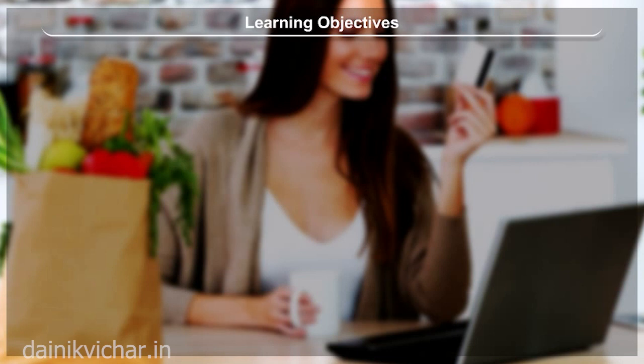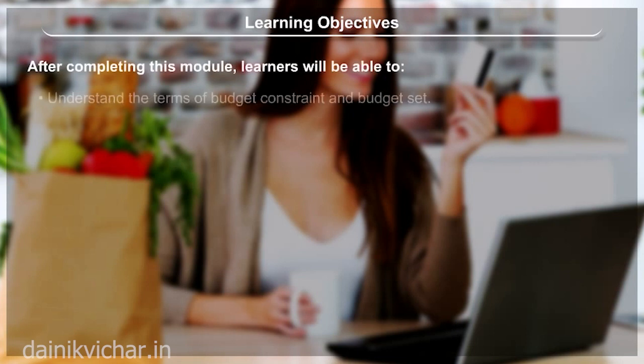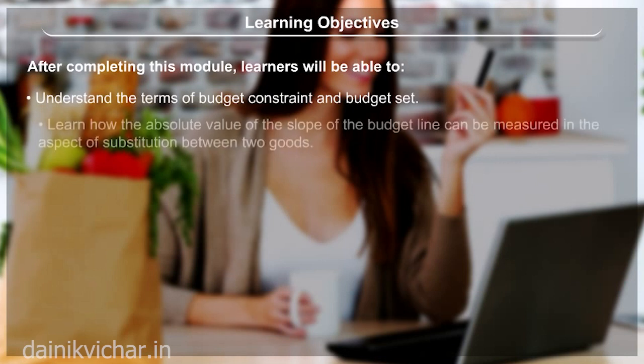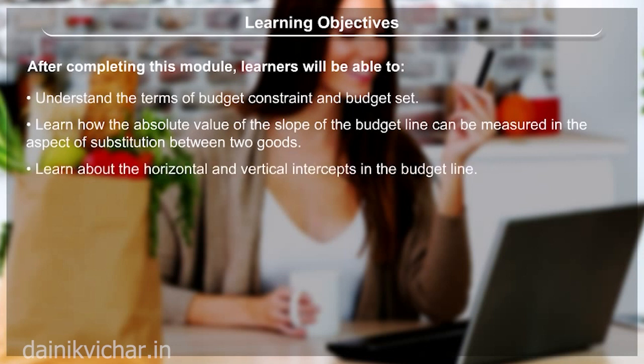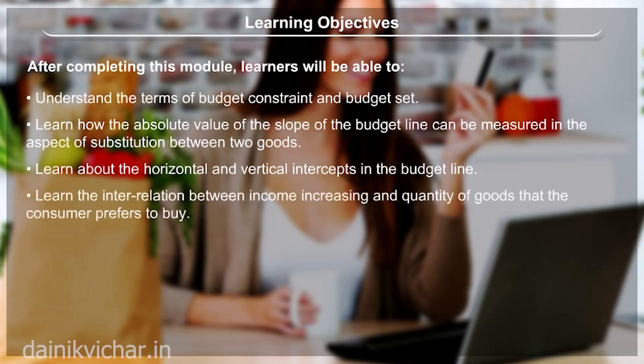Learning objectives. After completing this module, learners will be able to understand the terms budget constraint and budget set. Learn how the absolute value of the slope of the budget line can be measured in terms of substitution between two goods. Learn about the horizontal and vertical intercepts in the budget line. Learn the interrelation between increasing income and the quantity of the goods that the consumer prefers to buy.